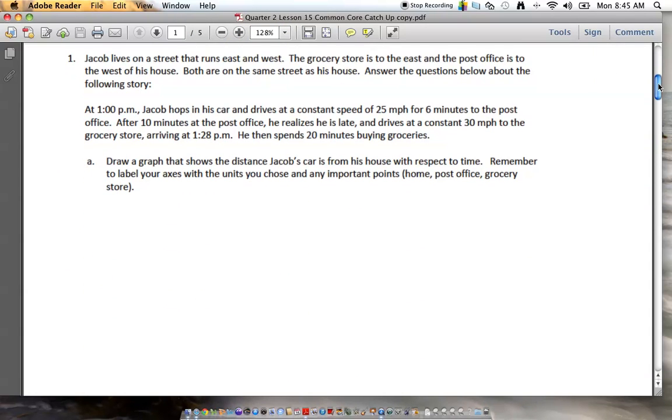Jacob here. He lives on a street that runs east and west. The grocery store is to the east, and the post office is to the west. Both are on the same street as his house. Answer the questions below about the following story, okay? And when you draw a graph, it's a sketch. It's not like a super accurate graph or anything like that. So play around with that for a few minutes, think about it, and I'd say give you about 2, 2.5 minutes, and then I'll get up and I'll put it on the board for you. It may help you to know that rate times time is distance. Hopefully you remember that.